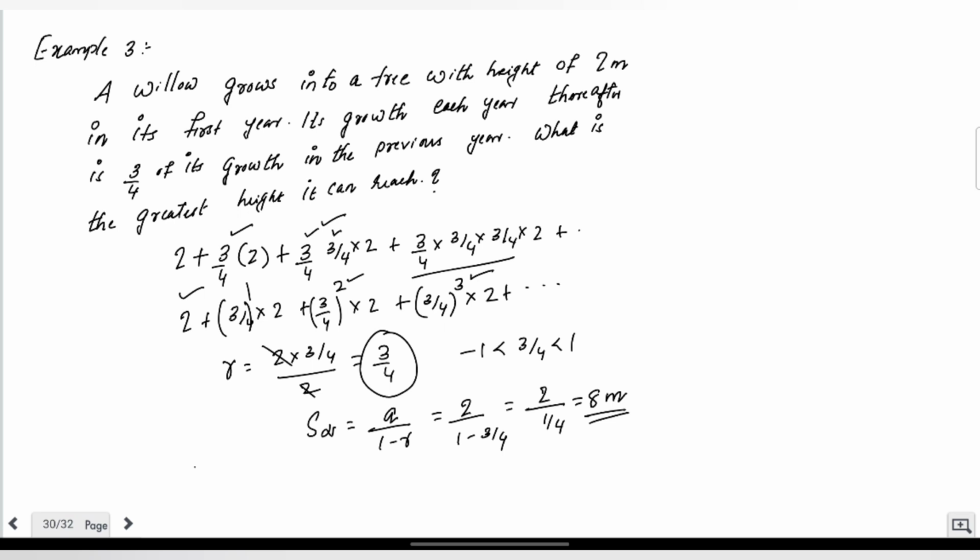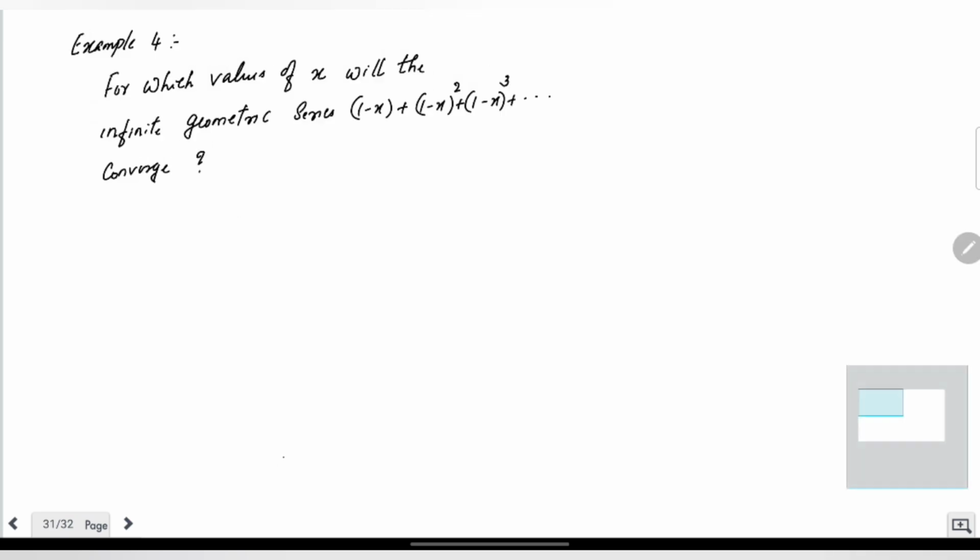All right, now we are moving to the last example, that is a very important one. Example number 4. For which values of x will the infinite geometric series converge? So it is sure that this one is a convergent series. So you have to find the value of x. How do you find the value of x? We are making use of the main point. We know that a convergent series means its common ratio is in between minus 1 and plus 1. So just find the common ratio, then apply that in that inequality and solve it.